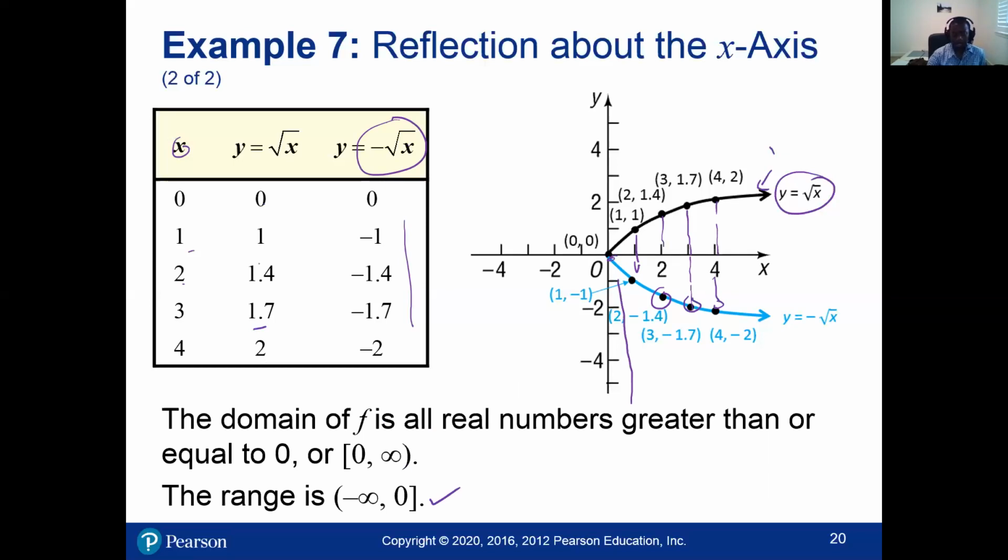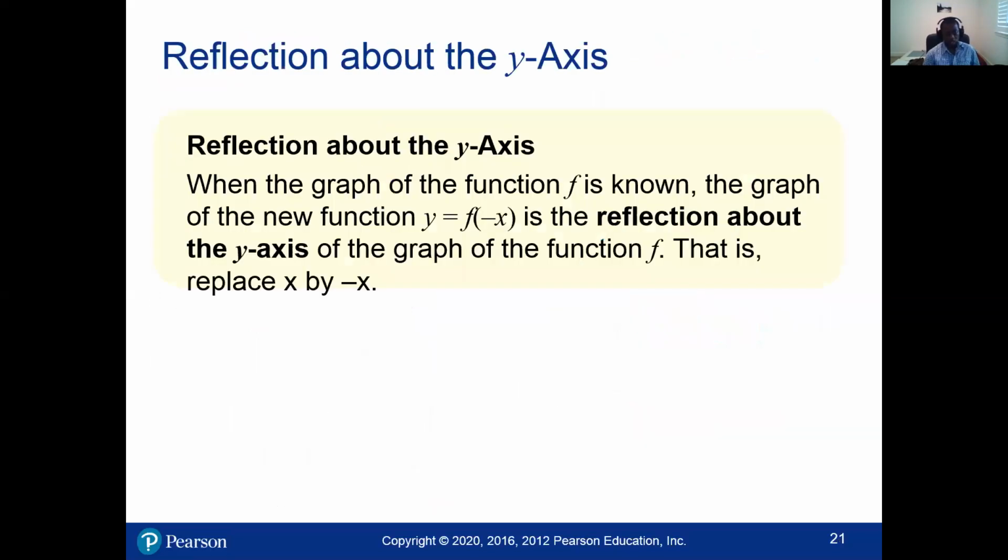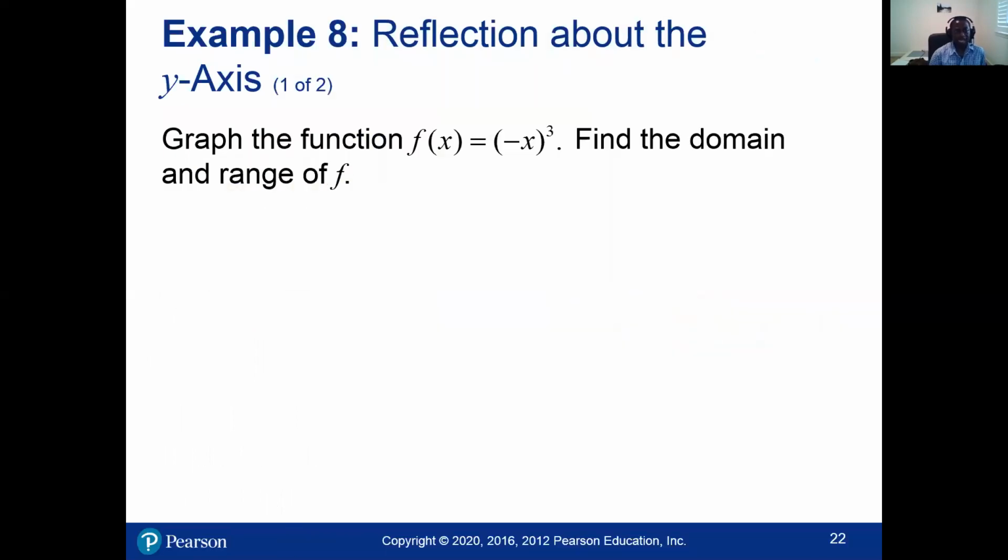Okay. So now, let's talk about the reflection in the y-axis, and then we will do another example and that'll be it. For the y-axis, if you have f of negative x inside the function, then it's a reflection in the y-axis. Let's take an example. Graph the function f of x is equal to negative x raised to the power 3. Notice that this will be the same as x cubed anyway.